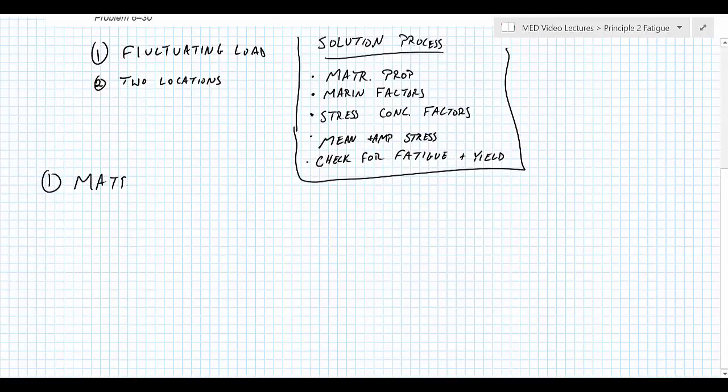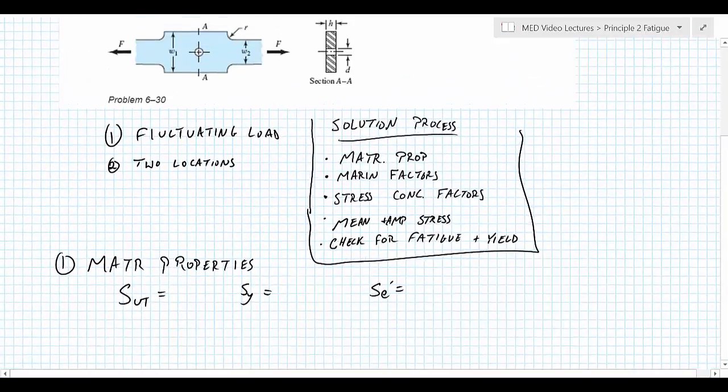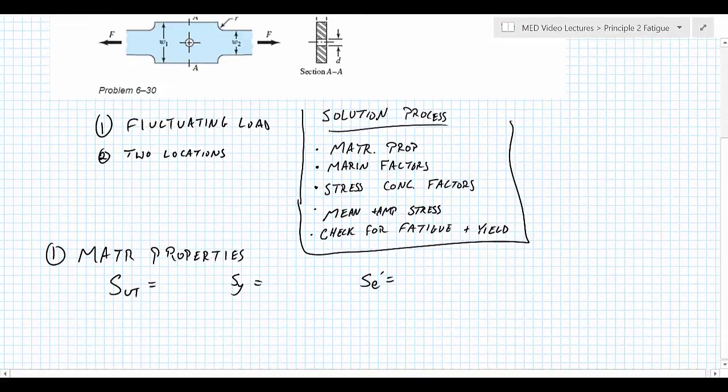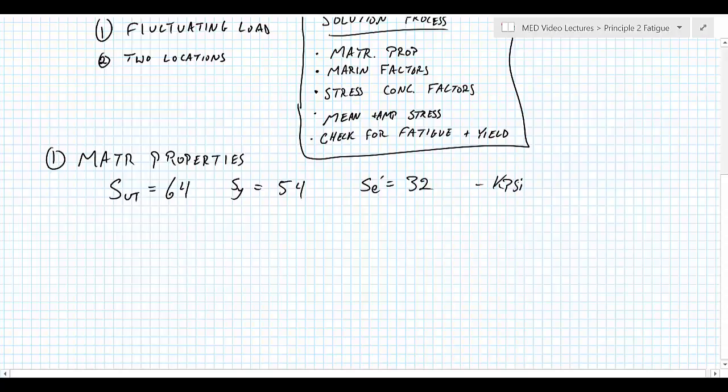Alright, first off we need to know the material properties, specifically the ultimate strength, the yield strength, and from that our hypothetical endurance strength. Our material was this 1018 steel, cold drawn, and we can look at the tables in the back of the book. What you'll find is that the ultimate strength for 1018 cold drawn steel is 64 kpsi, and the yield strength is 54 kpsi, giving us a hypothetical endurance strength. Recall that's 50% of the ultimate strength at this range, which is 32 kpsi. All of these are in kpsi, thousands of pounds per square inch.